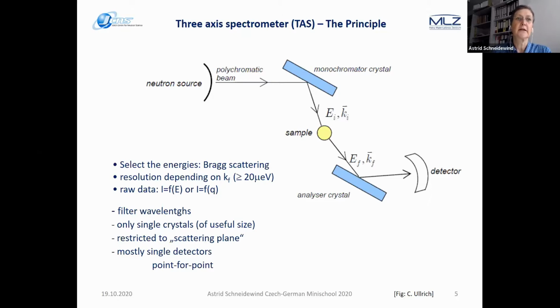Normally single detectors are used, but nowadays we are moving toward developments where we try to have several detectors, so we can measure several points in Q at the same time, or we have combined multi-analyzer, multi-detector systems, which allow a little mapping of our Q omega space.